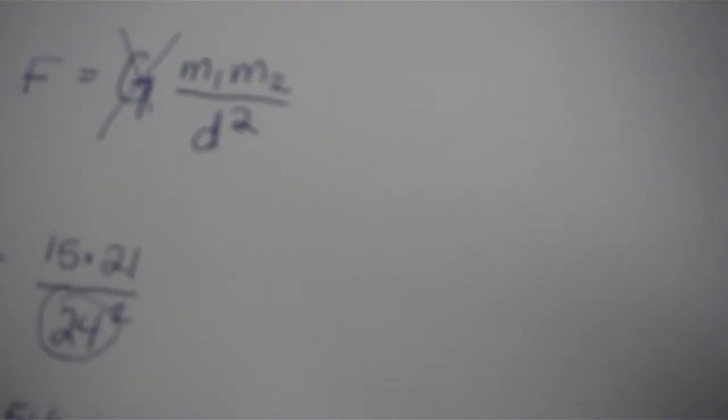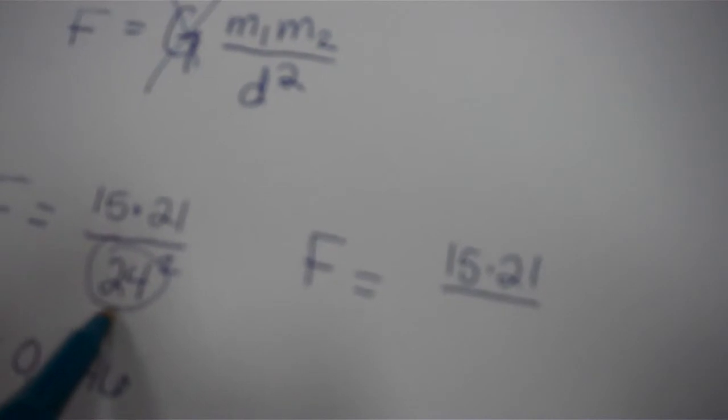Now, the second step, manipulate according to the directions. So the directions say reducing the distance by a factor of 3. So we got to take this 24 here and reduce it by a factor of 3. So we're basically going to be dividing by 3. Everything else is going to stay the same. So we have force is equal to 15 times 21. And we're going to reduce this 24 here by a factor of 3. So now we have 8 squared.